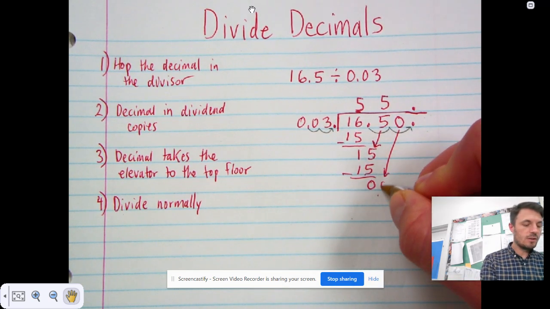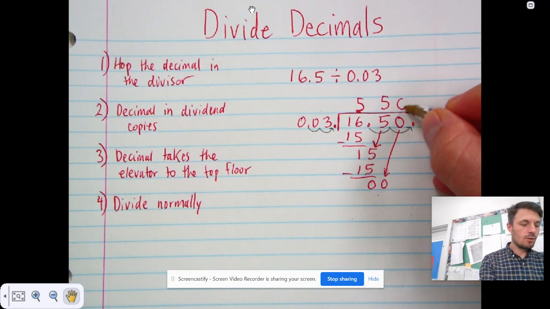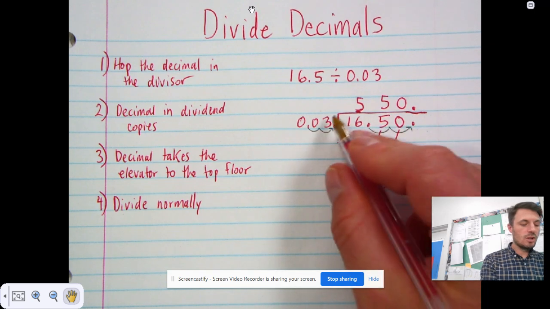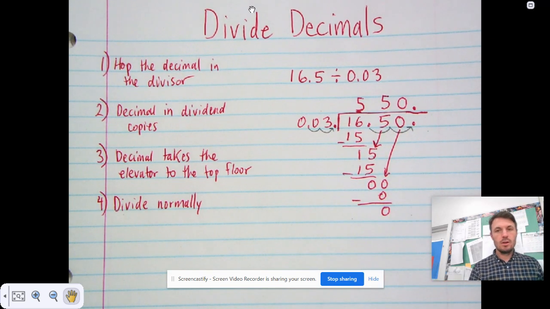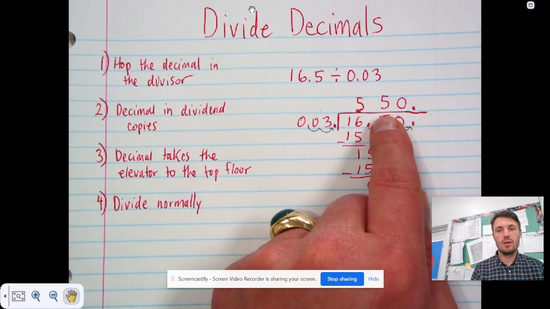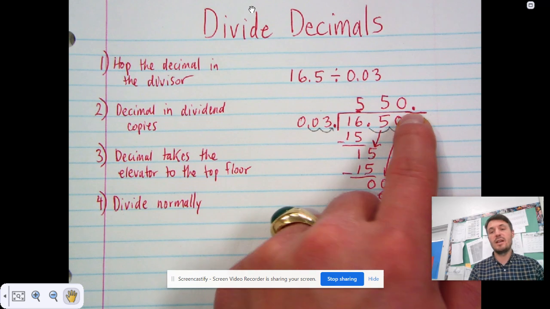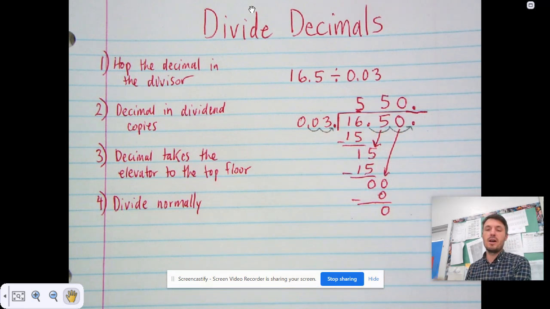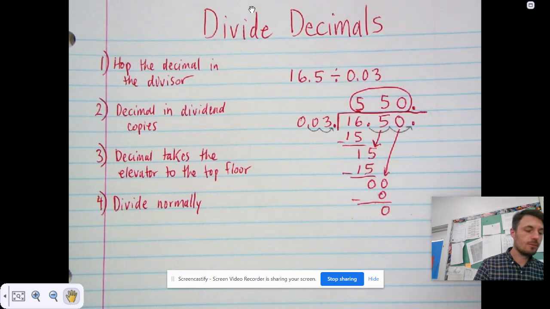Now we bring down the 0. 3 can fit into 0 times. 0 times 3 is 0, and 0 minus 0 is 0. So the answer is 550, and we don't actually need the decimal point there, because when the decimal point is all the way to the right of a number, you don't need to show it. So the answer is 550.